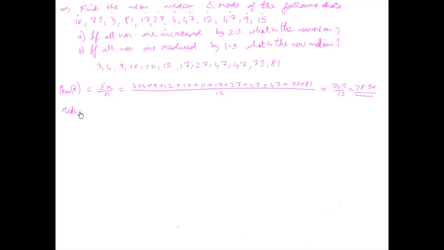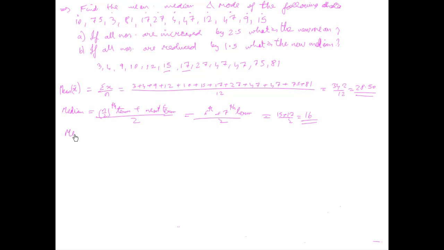For median children, since it's even, we do n upon 2 that term plus the next term upon 2. N upon 2 that term would be 12 upon 2, the 6th term plus the 7th term upon 2. Ascending order, children, 6th term would be 1, 2, 3, 4, 5 and 6, and 7th would be that. So it's 15 plus 17 by 2. That's 32 by 2. That's 16. That's the value of the median.